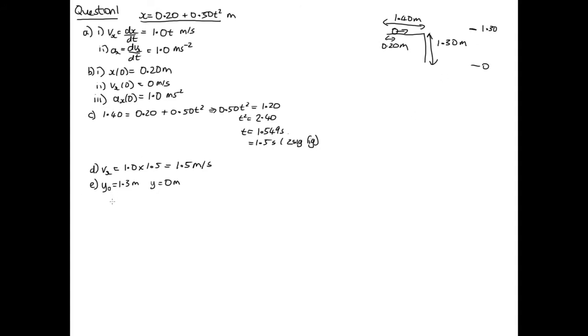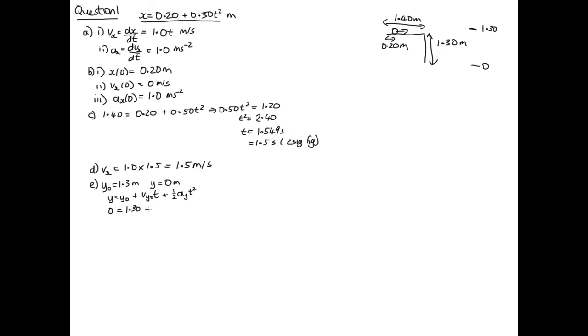And so to calculate that time, we can use y is equal to y naught plus vy naught, the initial velocity in the y direction, t, plus a half ay t squared. And what we're trying to get is this t squared. So in this case, we've got y is 0, y naught is 1.30. It doesn't have any velocity in the y direction initially, so this term here is 0.